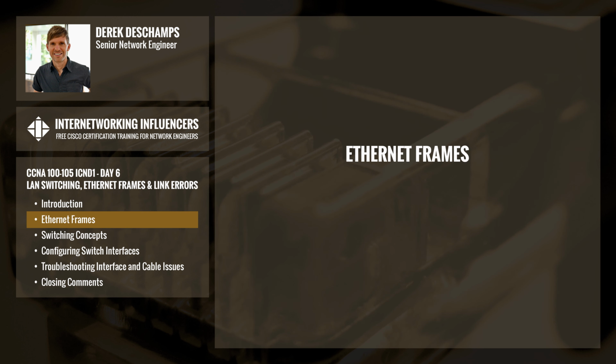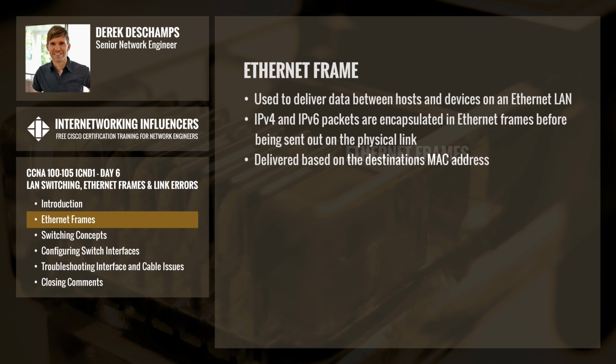Today we are going to start things off by looking at Ethernet frames. An Ethernet frame is used to deliver data between hosts and devices on an Ethernet LAN. IP version 4 and IP version 6 packets are encapsulated in Ethernet frames before being sent out on the physical link. An Ethernet frame is delivered based on the destination's MAC address.